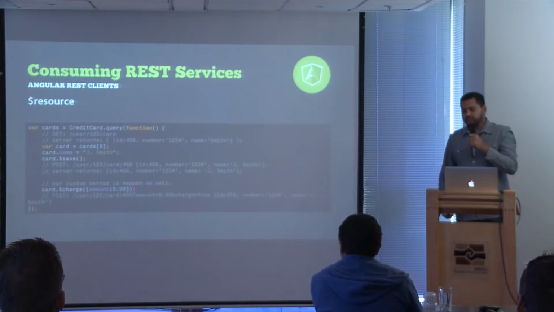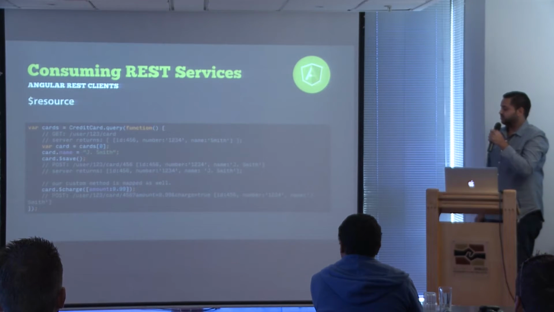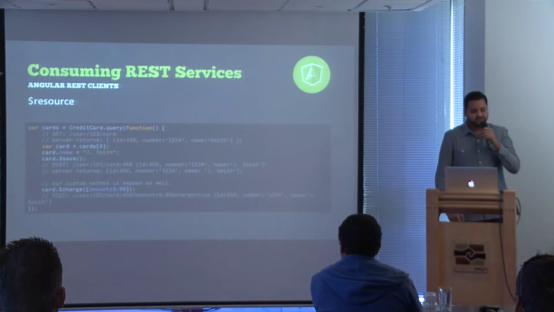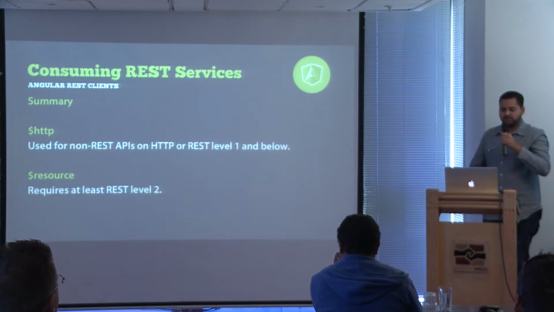Now, if you want to add a custom operation, it's really trivial. Similarly, you'll create the definition for that resource, and you just add on what operations you want to add. So in this case, it's a post operation with these parameters, and it's going to be called charge. So right here, you'll see we're getting all the cards. We're getting the first item in that list. We're changing the name. We're saving it, and then we're charging them 9.99.